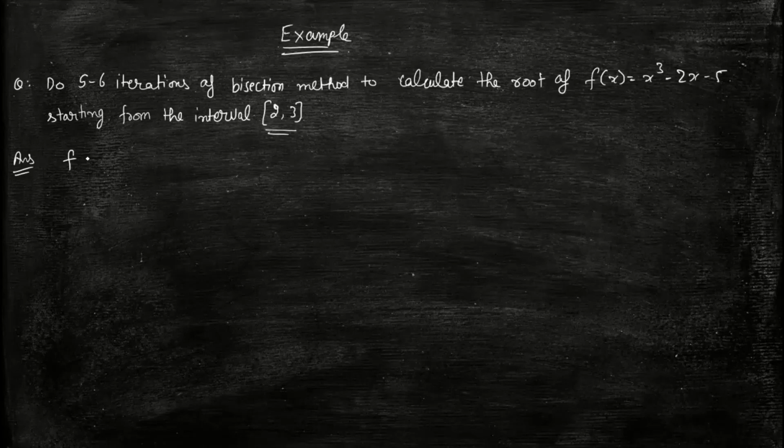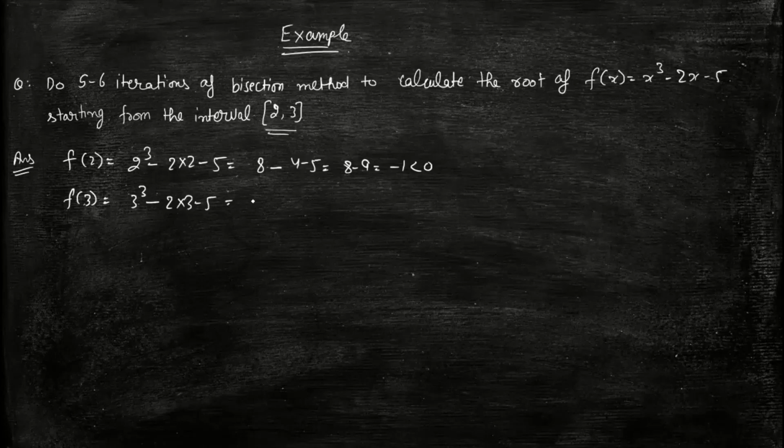So first we have to calculate f(2). f(2) will be given by 2 cube minus 2 into 2 minus 5, which is 8 minus 4 minus 5, which is 8 minus 9, equal to minus 1, which is less than 0. And f(3) is given by 3 cube minus 2 into 3 minus 5, which is 27 minus 6 minus 5, which we can see is strictly greater than 0. So here we have a, here we have b, here something negative, here something positive, so we can apply the bisection method in this interval.